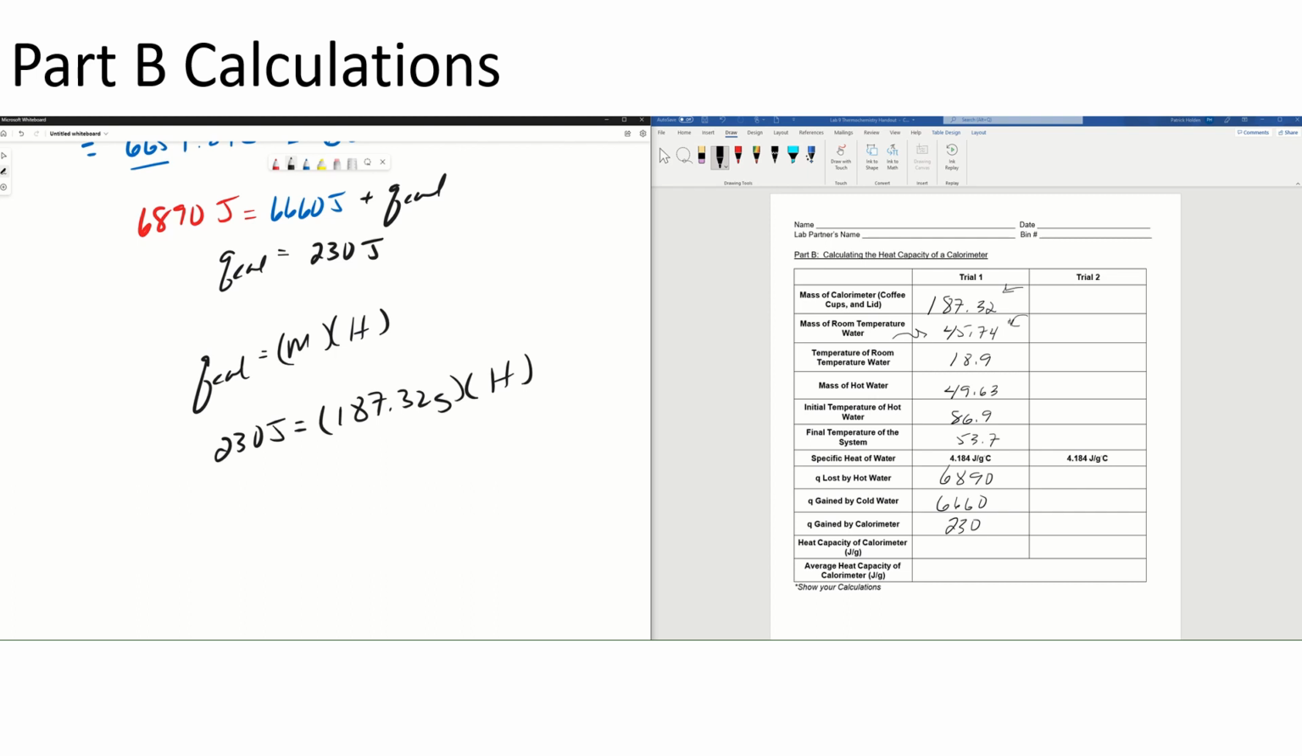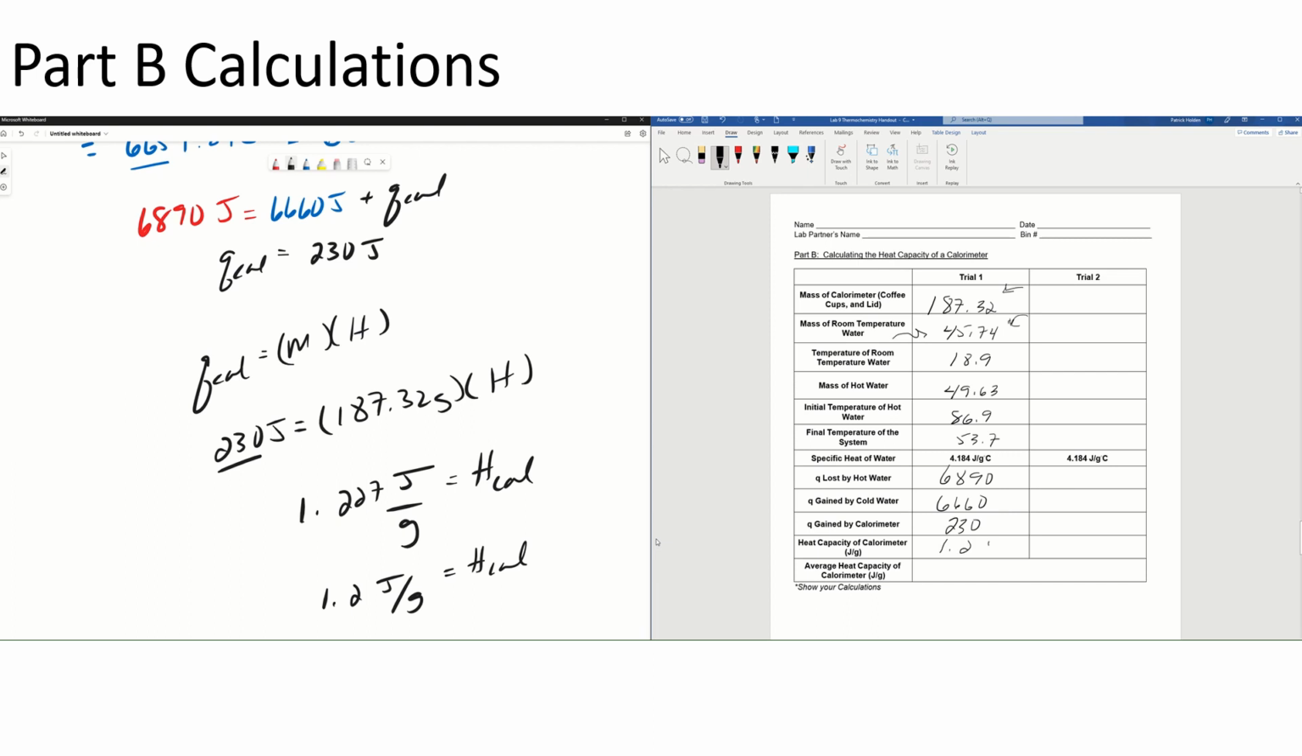And so here we have 1.227 joules per gram would be our heat capacity for the calorimeter. Okay, 2 sig figs, so because this is 2 sig figs, we would say 1.2 joules per gram for our heat capacity of our calorimeter.